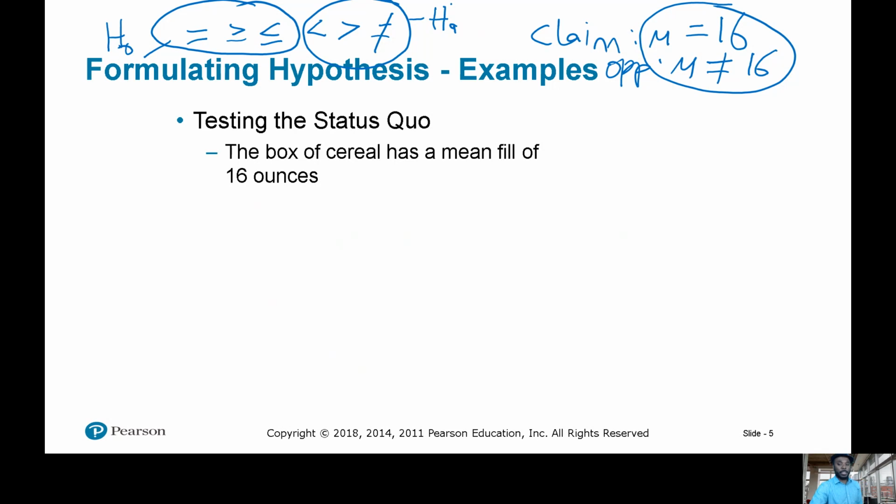Sometimes in some texts you see H of 1. But I like H of A, so it reminds me of Christmas, my favorite season. Ho, ho, ho, ha, ha, ha.